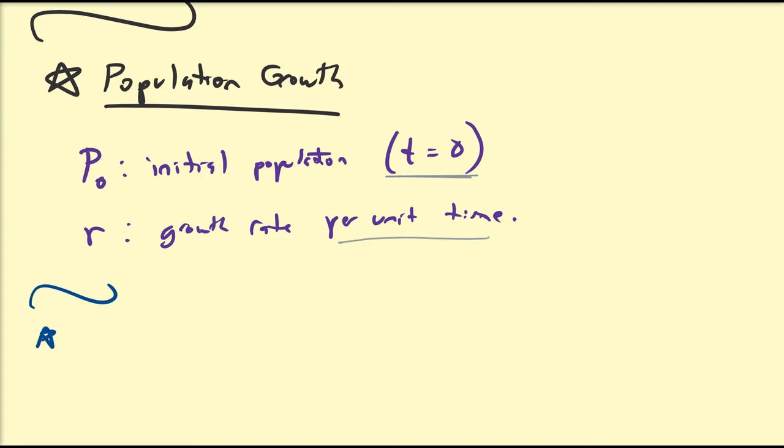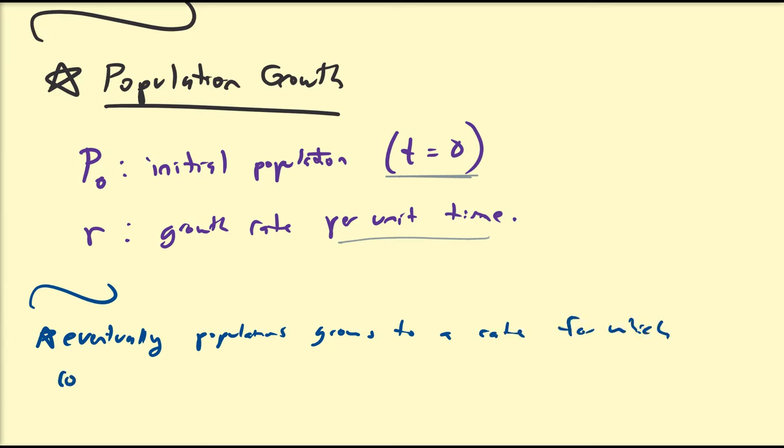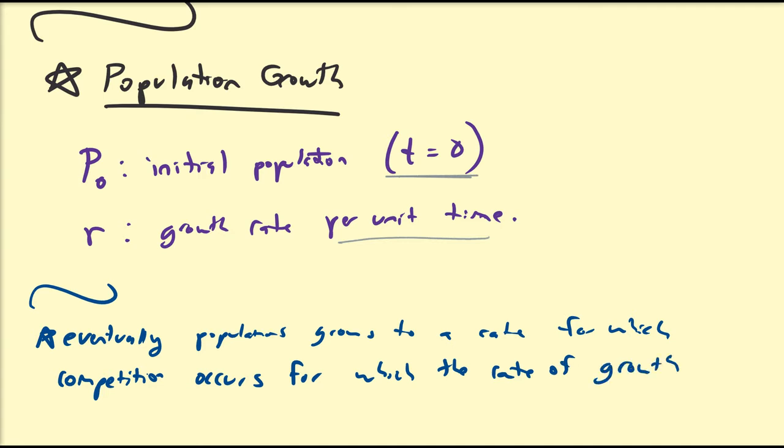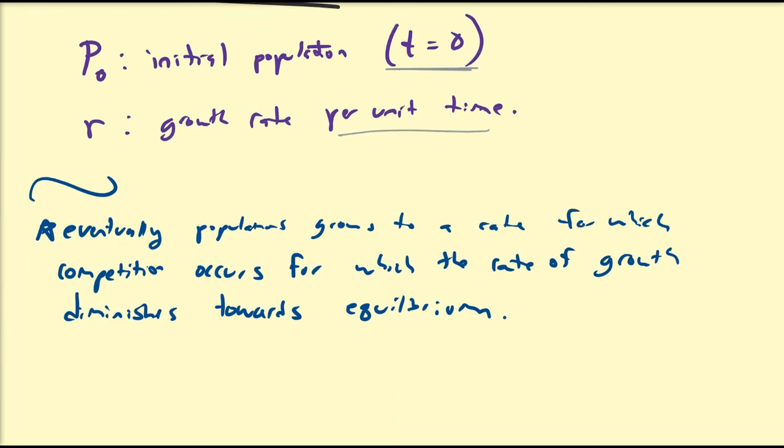All right, so how can this logistic model be used here? And it's based on the following scenario. So eventually population grows to a rate for which competition occurs, for which the rate of growth diminishes towards equilibrium. So what exactly does that mean?